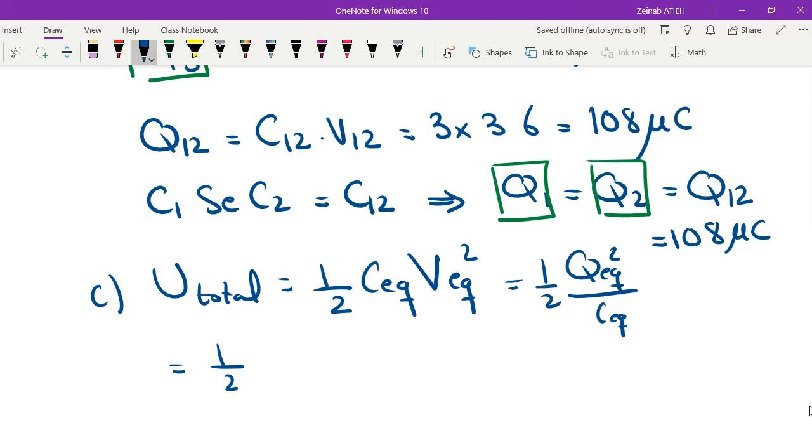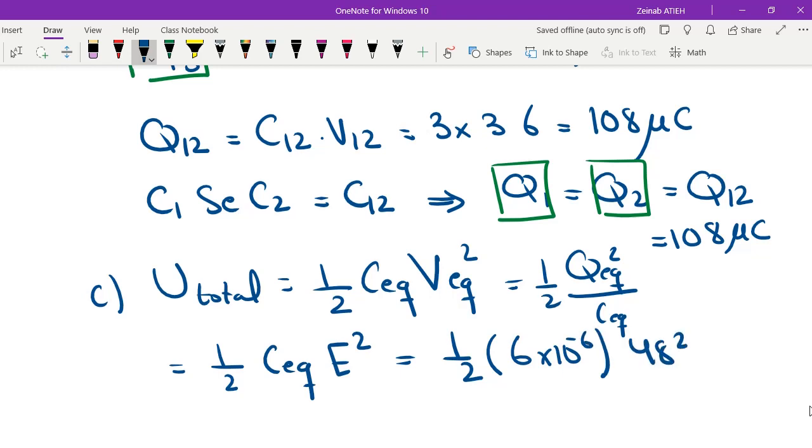So half C equivalent V equivalent, E squared. C equivalent was 6 microfarad. Don't forget to change to SI unit minus 6. The E was 48, so 48 squared. Calculate all that, you will get 6912 times 10 to the power minus 6 joule, and this is the energy stored in this group of capacitors.